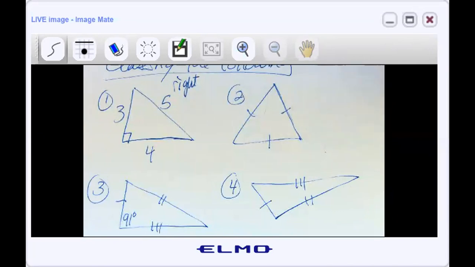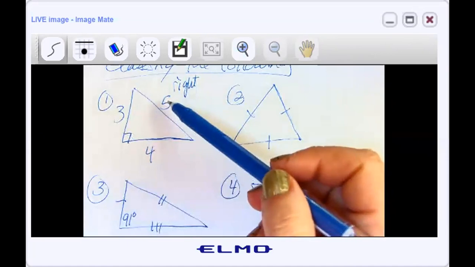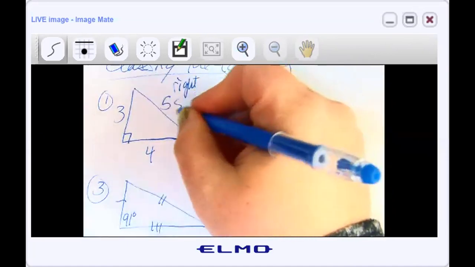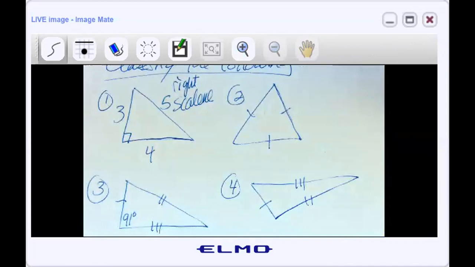I got one answer in the chat. Look at the 3 side lengths, 3, 4, and 5. None of them are the same. Oh, it's scalene. Scalene. That's the one. So this triangle would be fully classified as a right scalene.